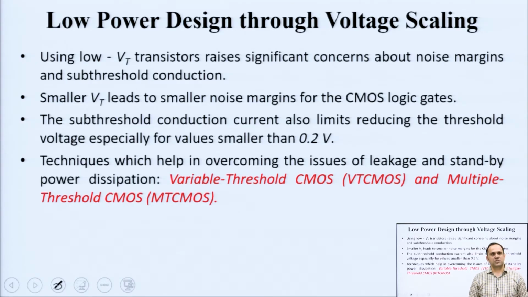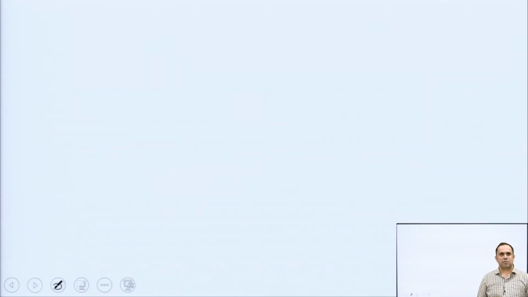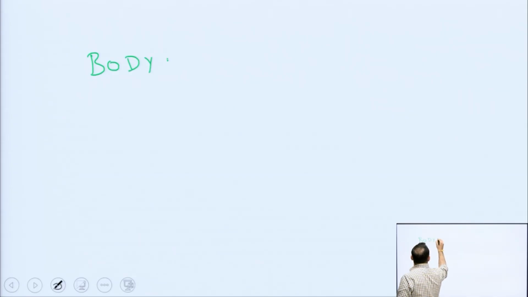These two techniques actually help you to design your devices in such a way that you can make use of both. You can scale down your power supply voltage, reduce the power consumption, have reasonable values of delay, not increase the delays by much, and at the same time control your sub threshold conduction. Before we discuss these two techniques, let us study a very important concept which is known as the body effect in MOSFETs. Okay.